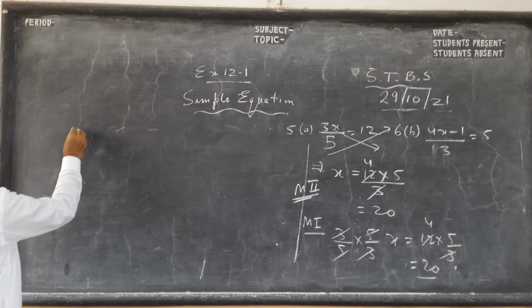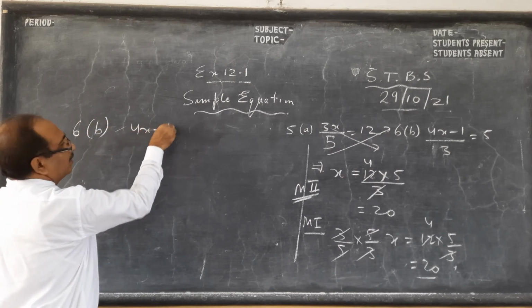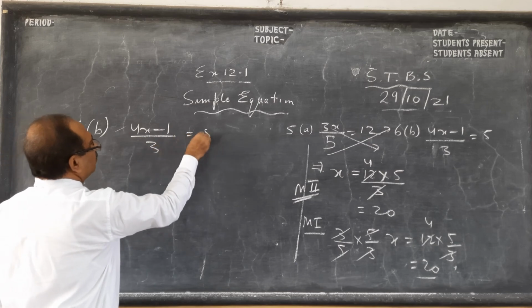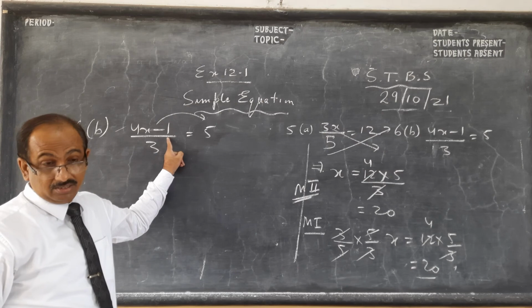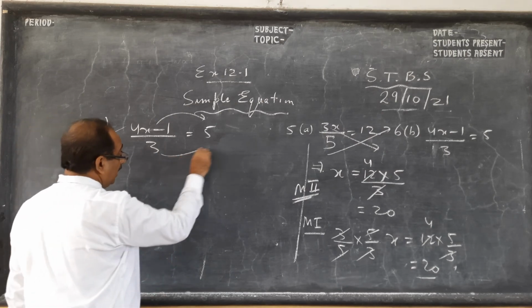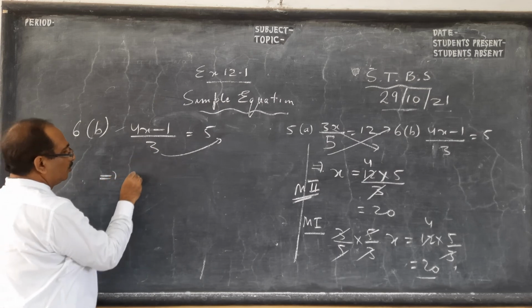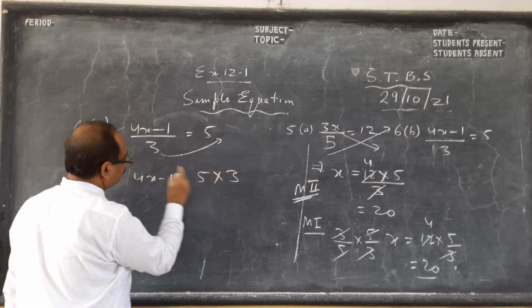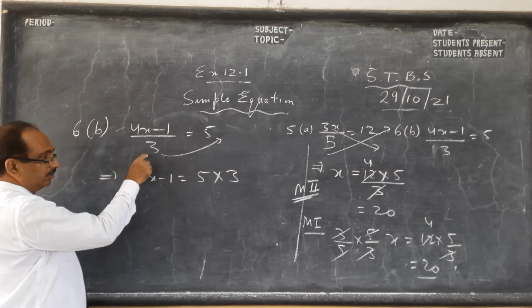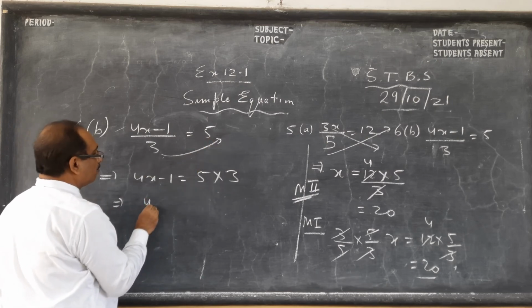Okay, so here I write 6b again. 4x minus 1 by 3 is 5. Listen to me very carefully. Before you transpose minus 1, first this 3 has to go. You cannot transpose. First you have to get rid of this denominator. 3 goes up. Same logic. Okay, division you have to multiply. So on the other side it becomes multiply.